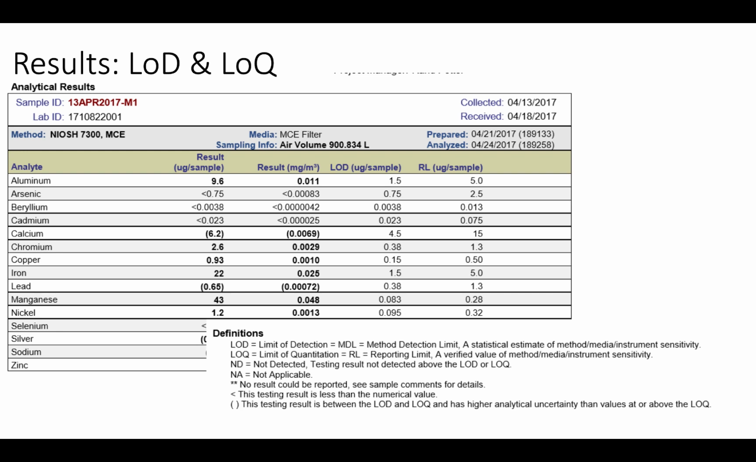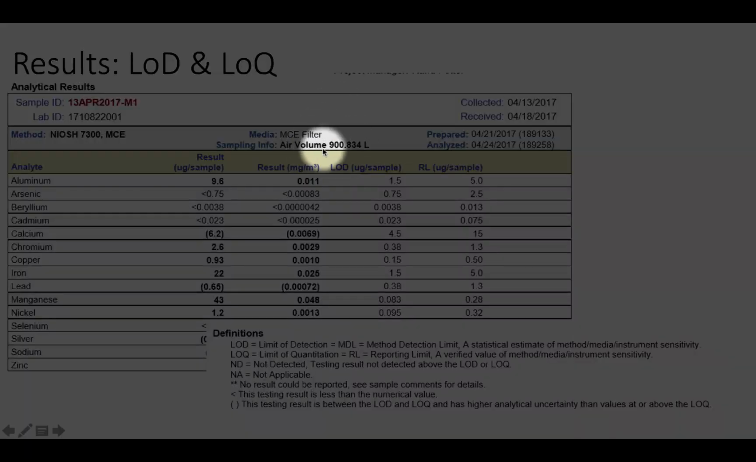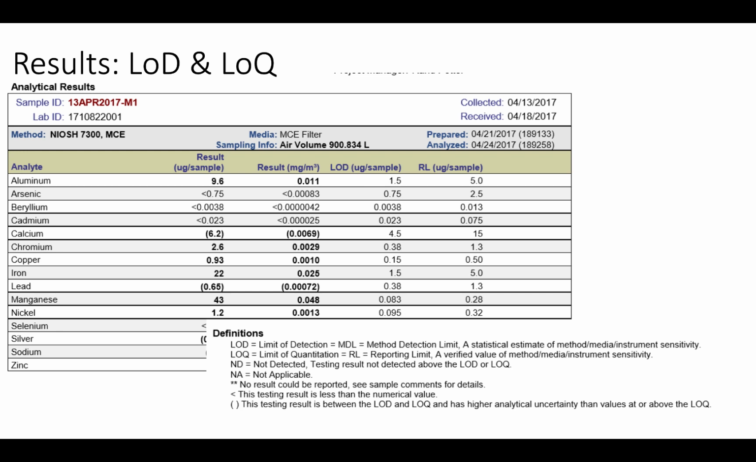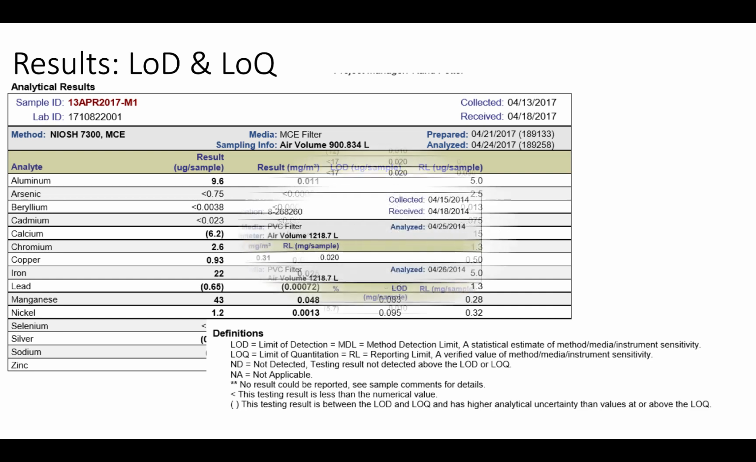And again, how important it is for this sample volume, this air volume, it is reported by us on our chain of custody. It's ultimately how much we pull through our sampling media, and we want to make sure that there is enough air there to reach the sensitivity that we need depending on how we are going to evaluate workplace exposure.